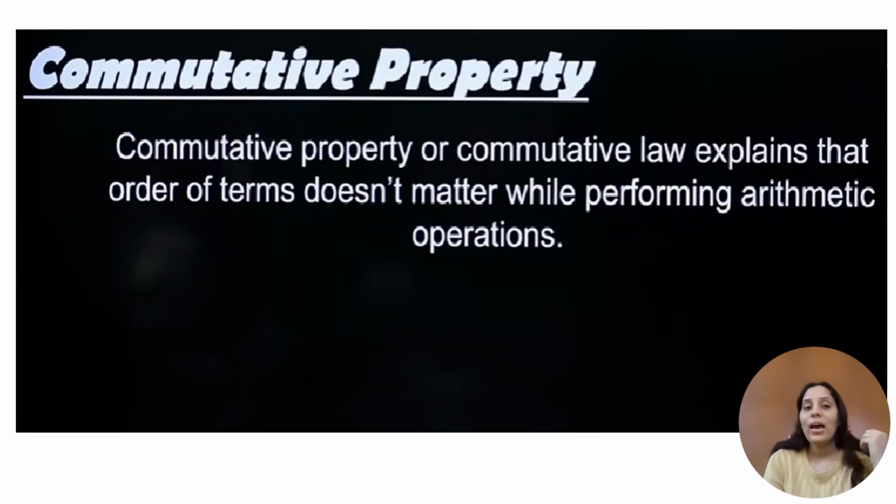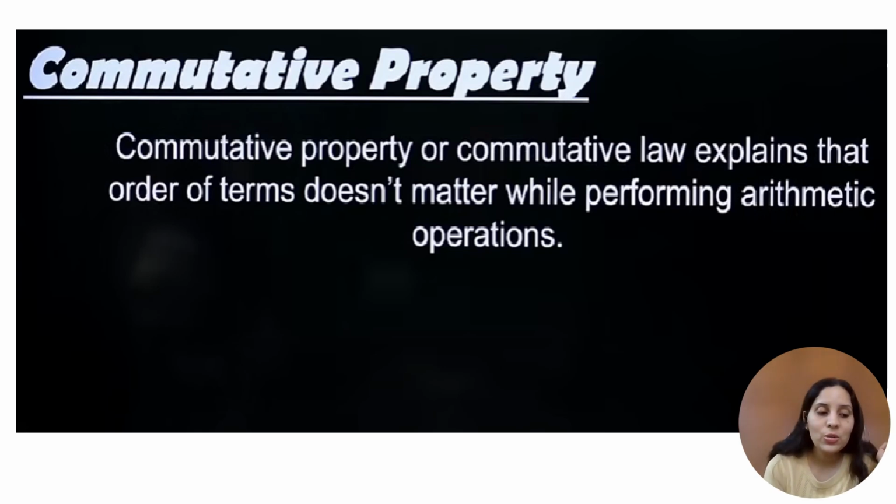Now next up we have commutative property. Commutative property or commutative law explains that the order of terms doesn't matter while performing arithmetic operations. So even when you interchange the position, the result doesn't change, is what it's saying.